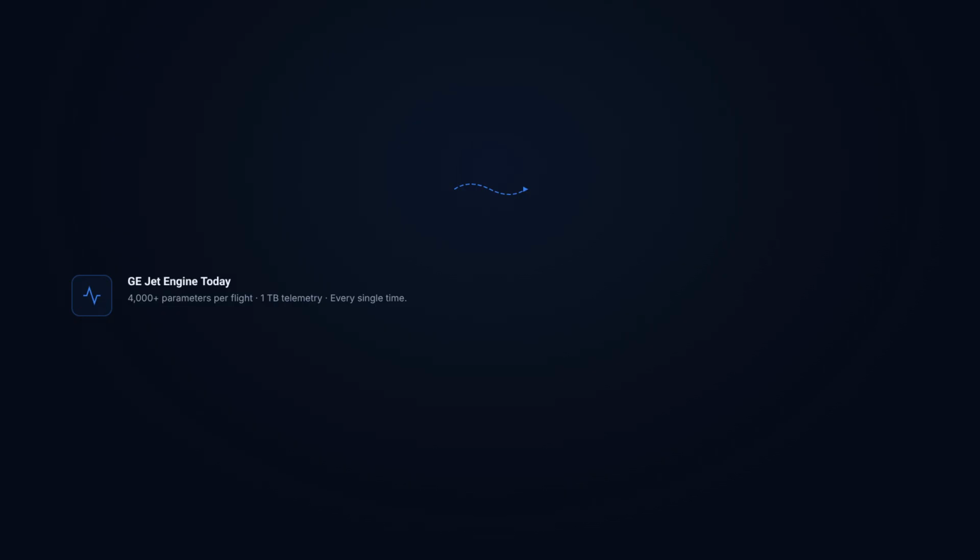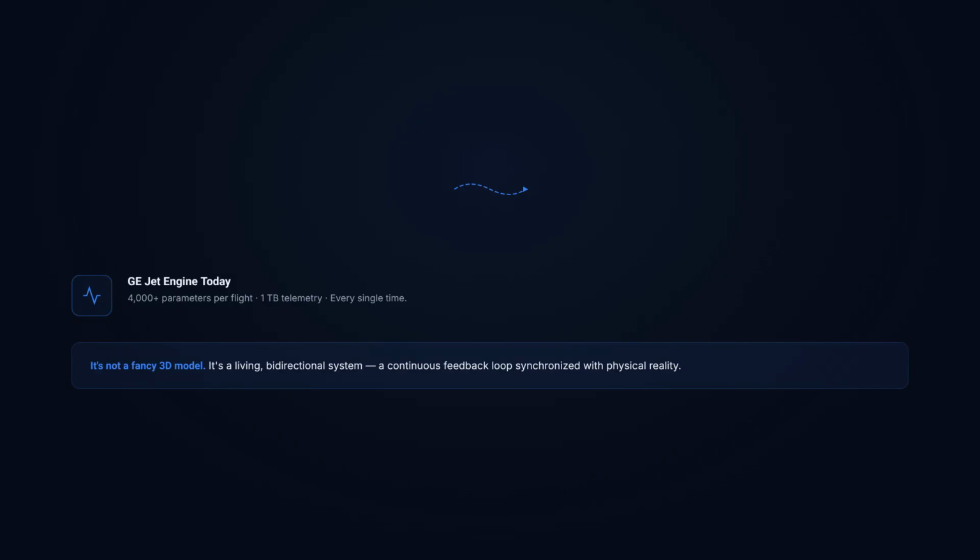Fast forward to today. A single GE jet engine tracks over 4,000 parameters per flight. 1 terabyte of telemetry data. Every single time. So what exactly is a digital twin? It's not a fancy 3D model. It's not a static simulation. It's a living, bidirectional system. A continuous feedback loop synchronized with physical reality.